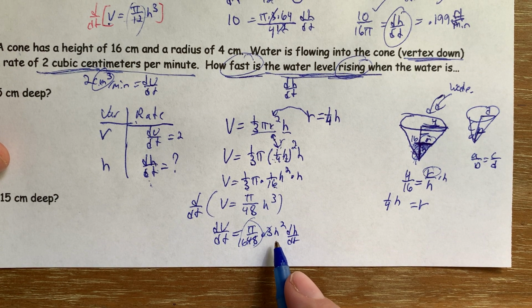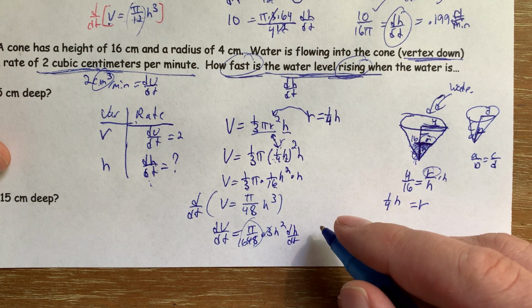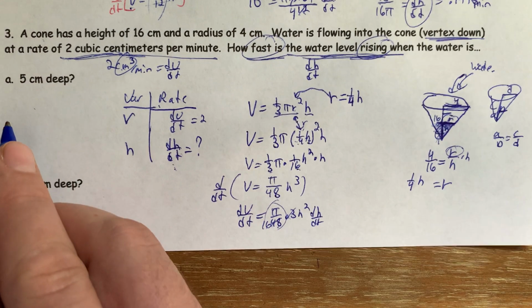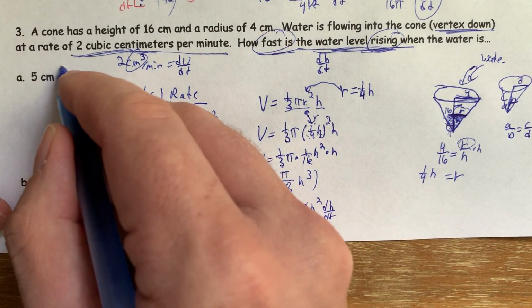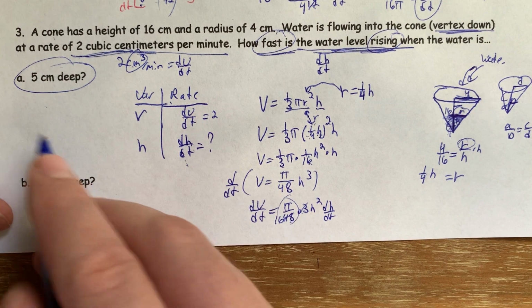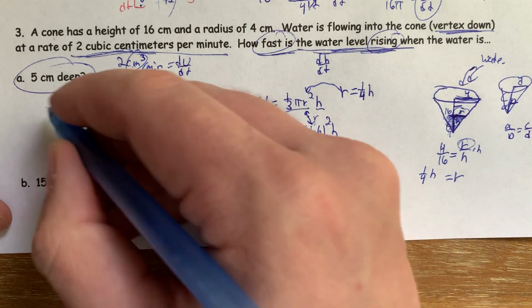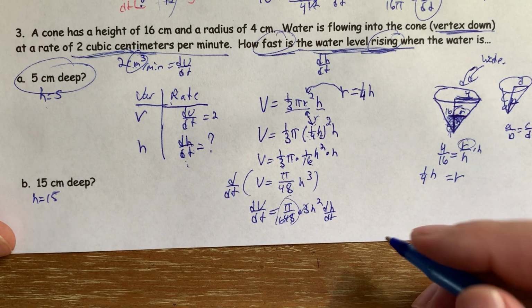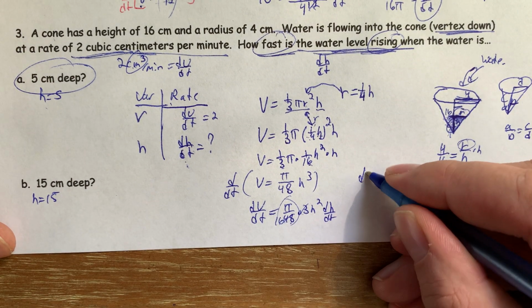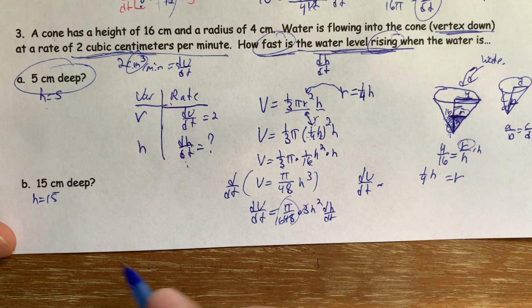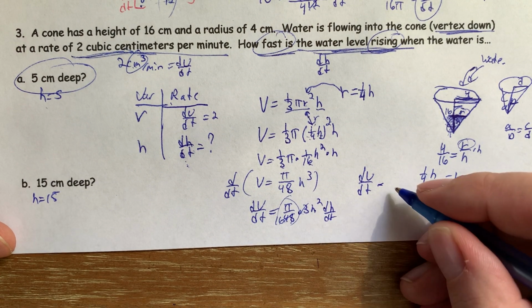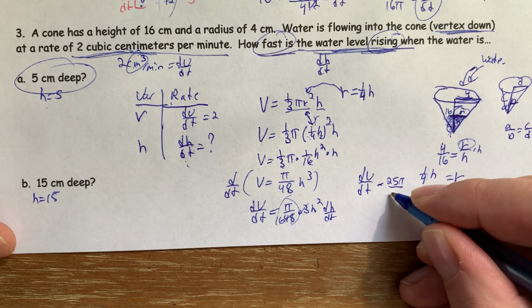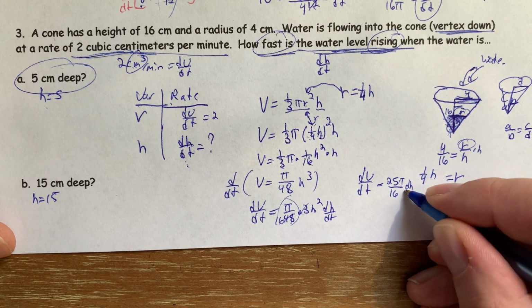And let's see. I need to plug in h. What is h? Oh, it tells me in this question over here. How fast is the water level rising when the water is 5 centimeters deep and 15 centimeters deep? So this is h is 5 and h is 15. And so hopefully you got dV dt equals, when h is 5, we're going to get 25 pi over 16 dh dt.